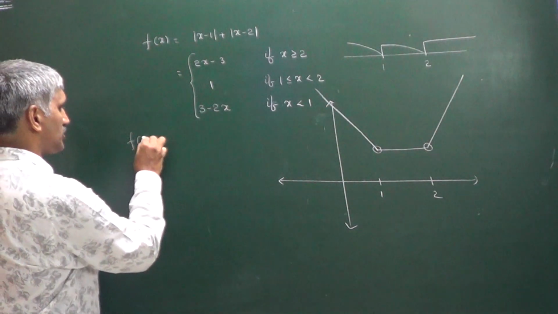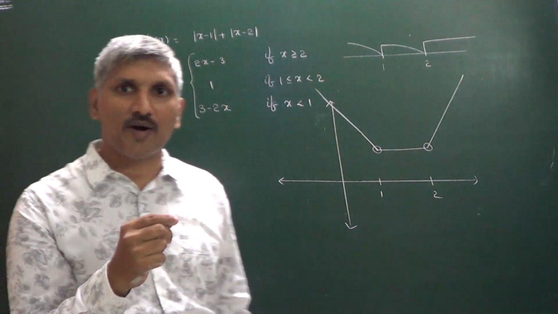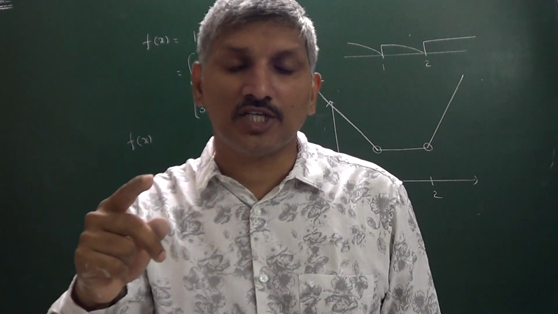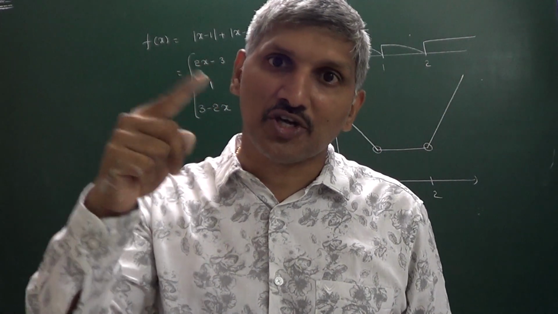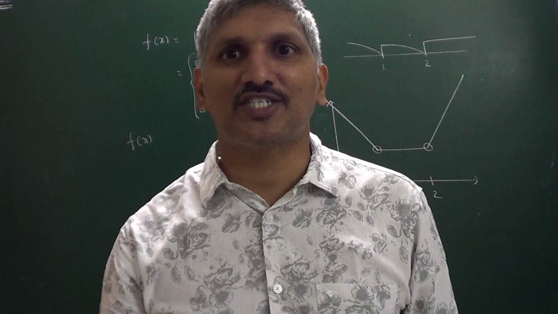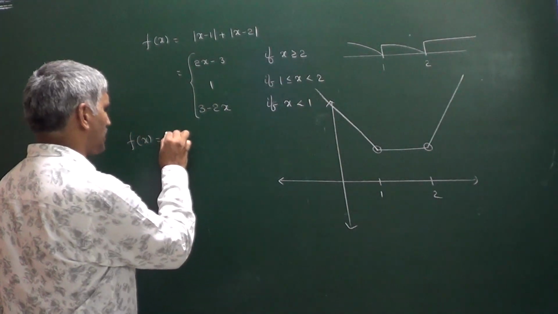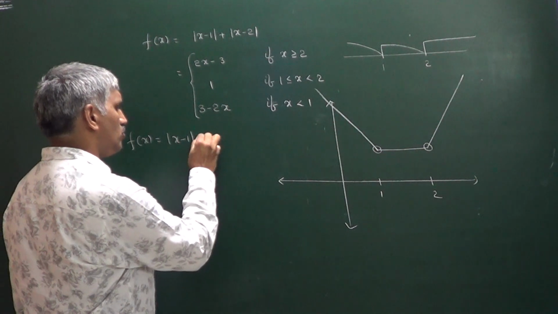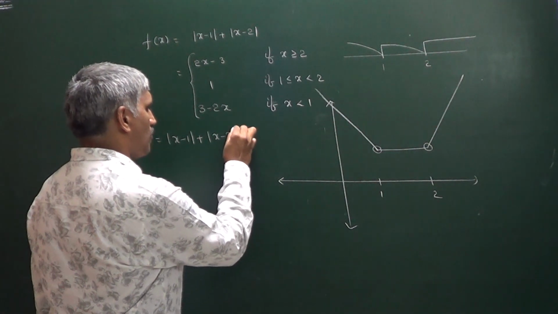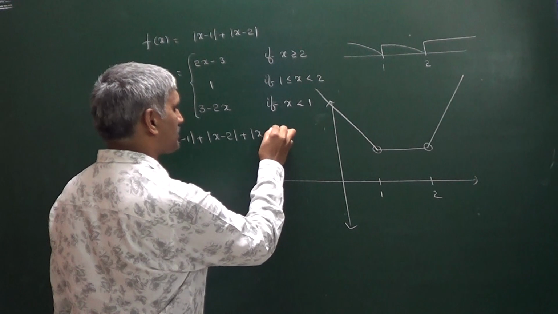Suppose we have another function given. Just give me an example. The function is continuous everywhere but not differentiable at exactly 3 points. So then we can give it like this: f(x) = |x - 1| + |x - 2| + |x - 3|.